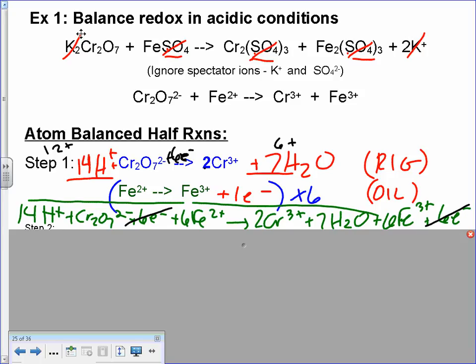So our final BCE would be everything but the electrons. You're going to get the hang of not writing the electrons down to begin with, because you know they're going to cancel, especially if you balance it correctly. Okay, let's do another one.